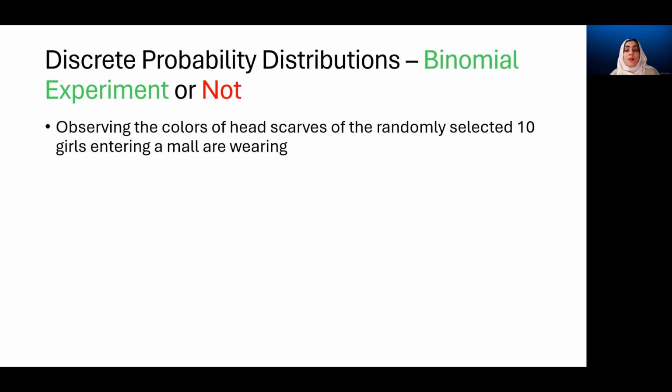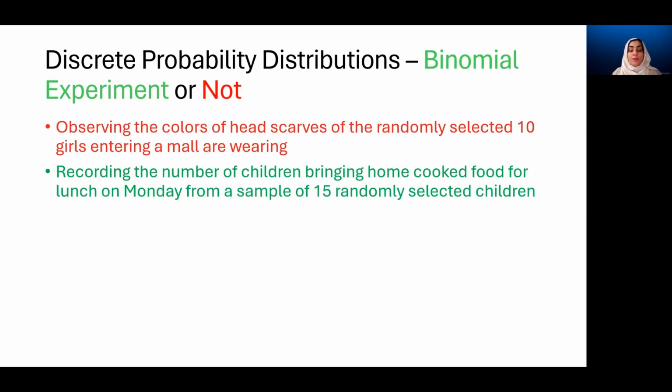Observing the colors of headscarves for the randomly selected 10 girls entering a mall. This is not a binomial experiment. The reason is we need to have four conditions met. The first one is for the trials to be independent. The second is that the outcomes should be either a success or failure. Here, the outcomes are the colors of the scarves. So we cannot qualify them as a success or failure. For this reason, this experiment is not a binomial random experiment.